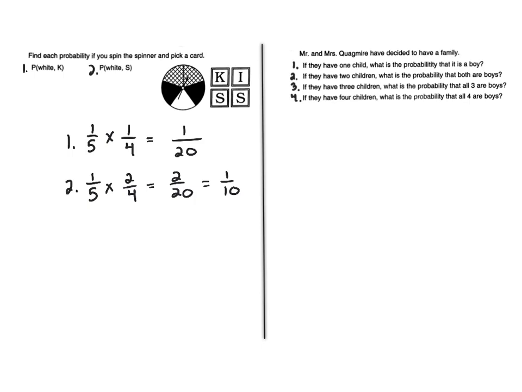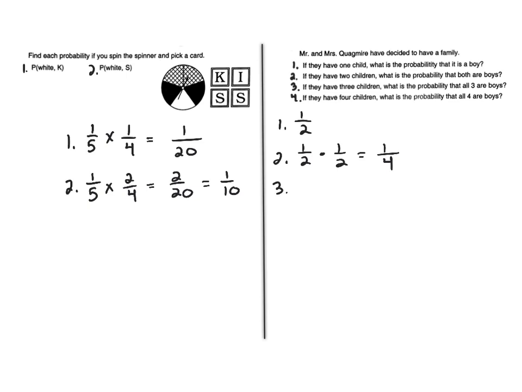So in the second situation here, we have Mr. and Mrs. Quagmire. They've decided to have a family. So number one, if they have one child, what is the probability that it is a boy? So we know the probability of having a boy is 1/2, 1 out of 2. Number two, if you have 2 children, what is the probability they're both boys? So the first child is 1 out of 2. Second child is 1 out of 2. Multiplied together, we get 1 out of 4.